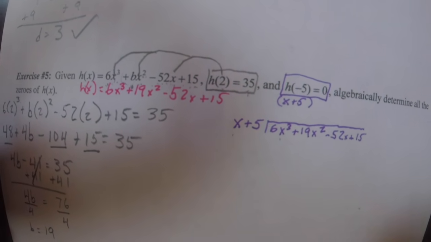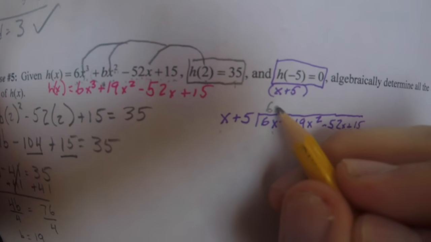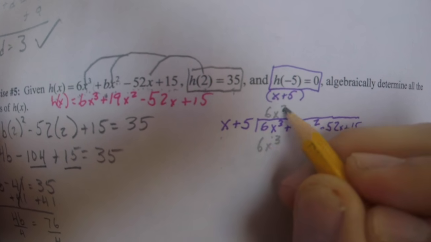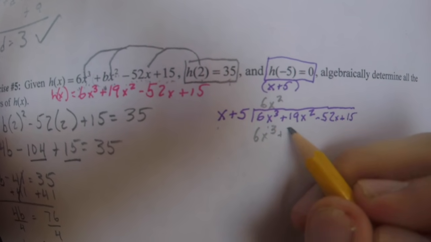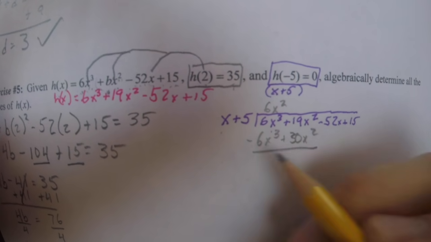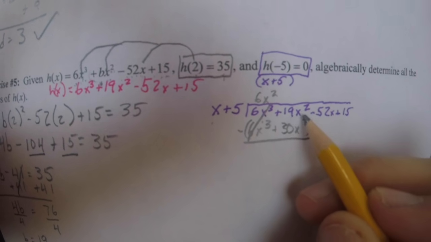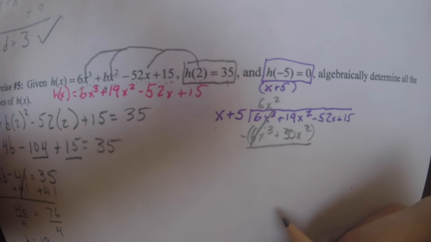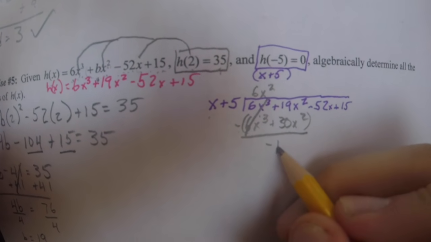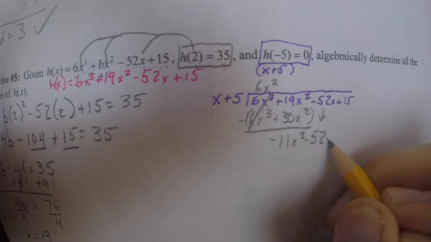So what times x is going to give me 6x to the third? I think 6x squared. And 6x squared times 5 would be 30x squared, right? And I'm going to subtract that out, the whole thing. These will cancel, that's good. 19 minus 30, what is that, negative 11? Bring down minus 52x.